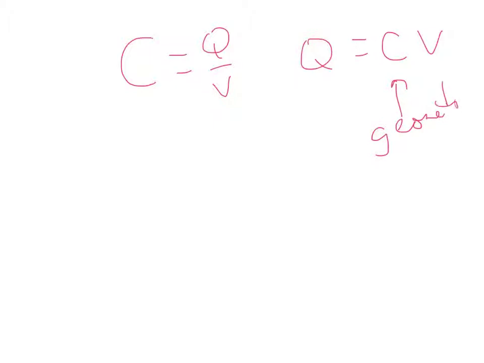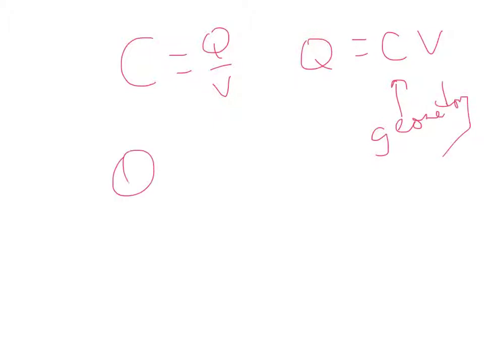Key thing to remember, C is equal to Q over V. Q is equal to C times V. C depends only upon the geometry. So C depends only upon the geometry and the type of material you put between them, just like a resistor.